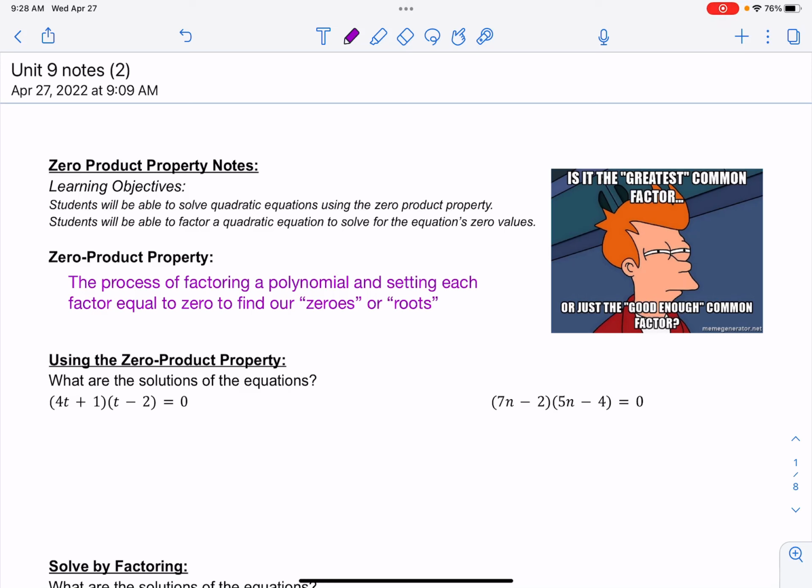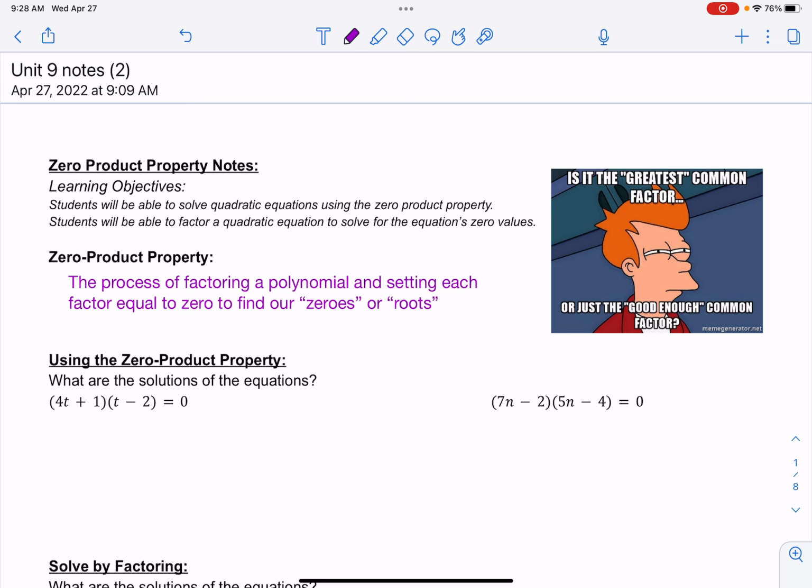Alright guys, so today we are going to be starting on Chapter 9. This first section of Chapter 9 should seem a little familiar because we kind of covered it back in our factoring section. We are starting off with the zero product property.